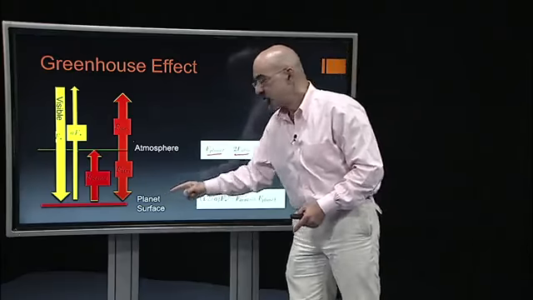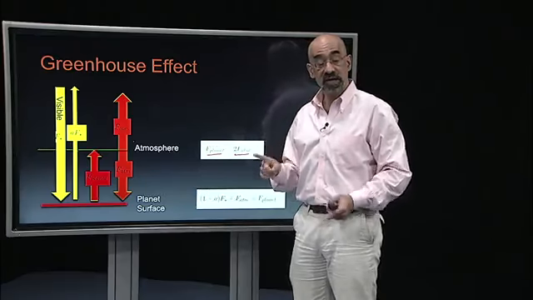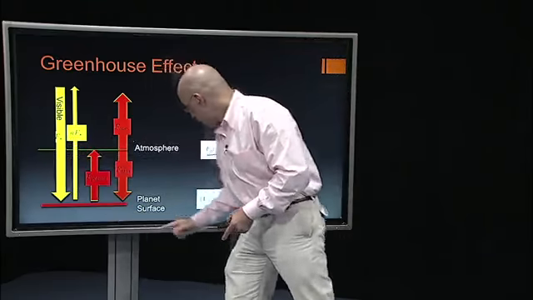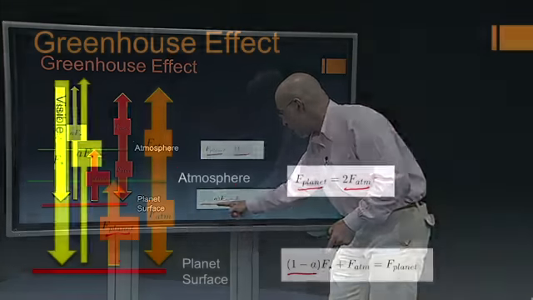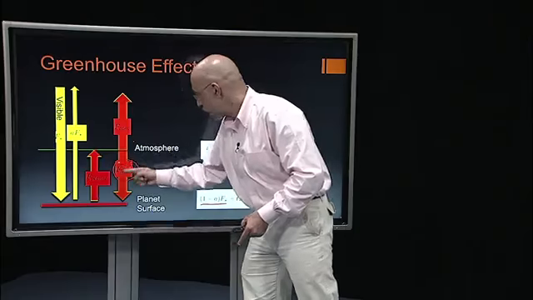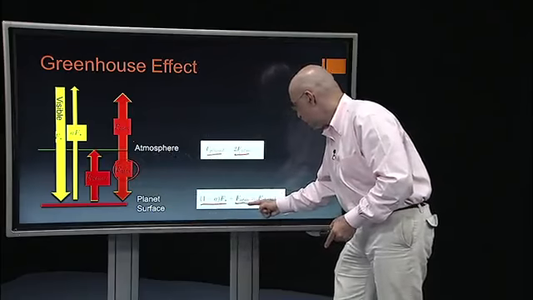At the planet's surface, we have two sources of heat. There's energy flowing in from the star. That's this term. We've talked about that in the previous section. But now what changes is there's energy flowing in from the atmosphere. So we have to include this term.